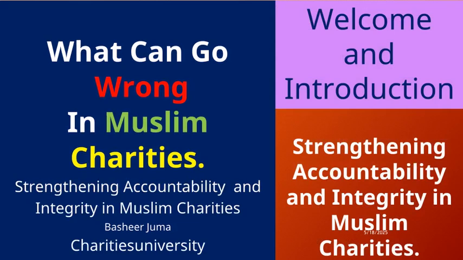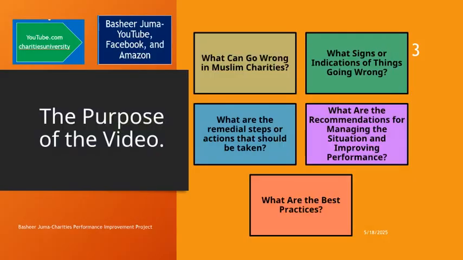Introduction to the video series on financial integrity and accountability in Muslim charities. What can go wrong in Muslim charities? Identifying common areas where misuse, fraud, and operational mismanagement may occur. What signs are indications of things going wrong? Recognizing early warning signs is key to preventing more significant issues. What are the remedial steps or actions to be taken? Addressing each challenge with actionable and practical solutions.